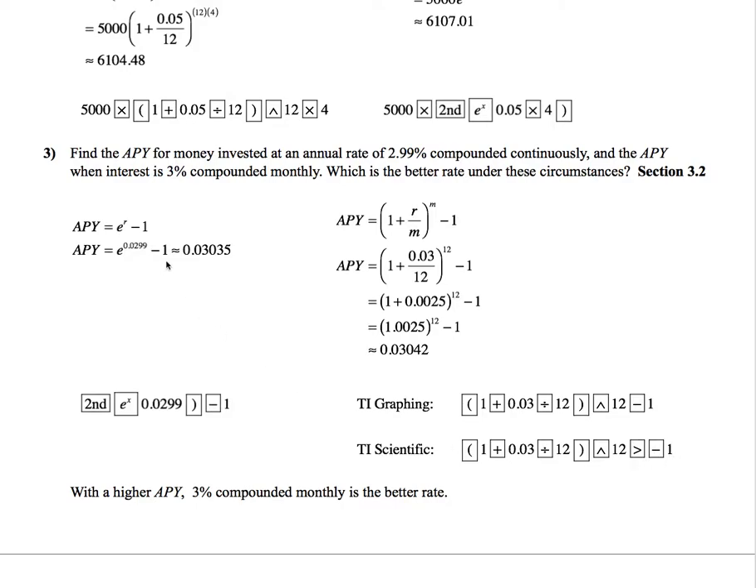And when we're done, the APY when compounded continuously is 0.03035, and when compounded monthly is 0.03042. Well, 42, that's bigger than 35, and so this is larger, and so compounding 3% monthly is the better rate. True, that is not a huge difference, but bigger is bigger.